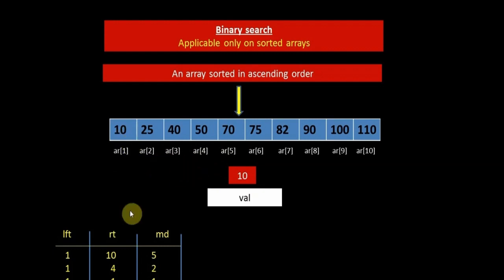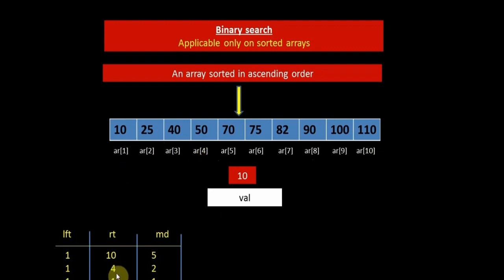So this time I should change the value of my RT. Now the value of RT, instead of 10, should be 4. How will I get it? I will write RT is equal to MD minus 1. So what is MD? 5. So RT will become 4, right? Again, the area of search has been restricted to this range of elements, R1 through to R4.